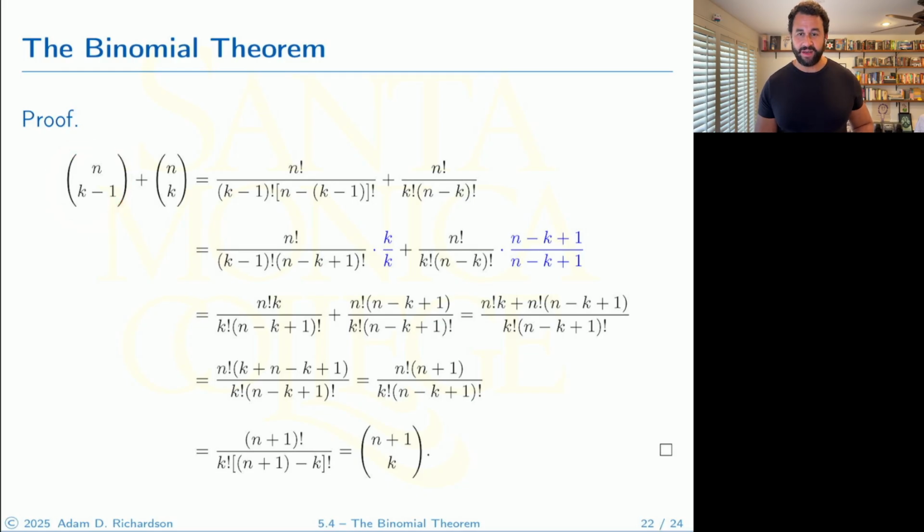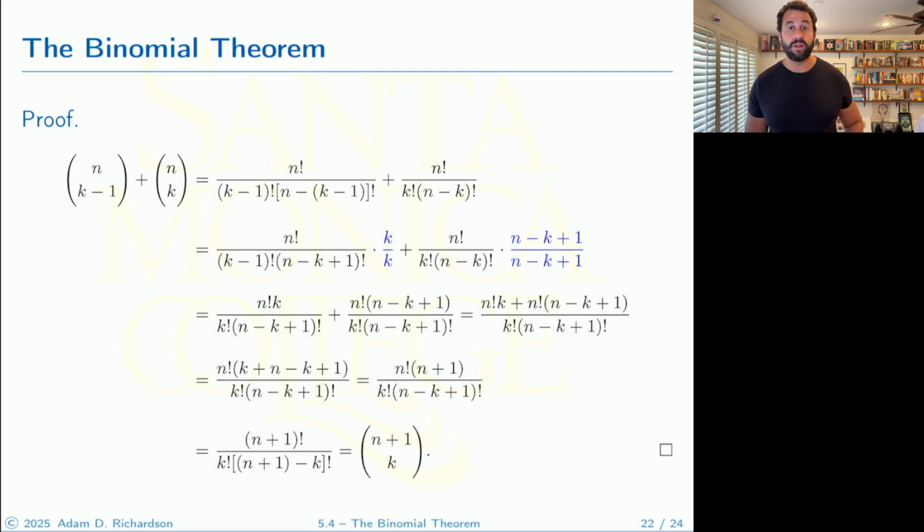N choose k minus 1. Just using the formula, we get this, right? Here's the k factorial. Here's the n minus k factorial, except in this case, the k is k minus 1, right? So that's this right here. And then n choose k is just simply that.